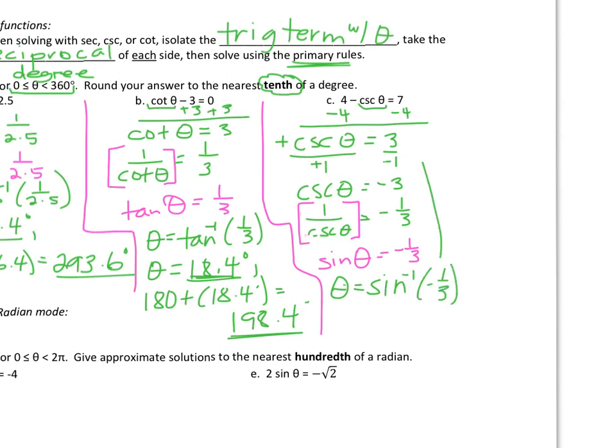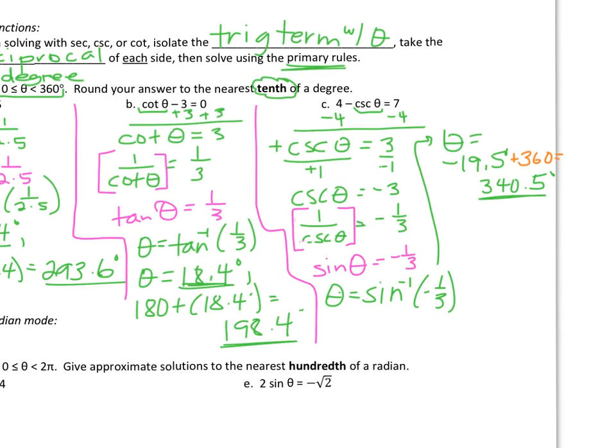I'm almost out of room, so I'm just going to bring that up here. When you type that into your calculator, we kind of get stuck again. We're going to get a negative answer for theta. Sine inverse of -1/3 is -19.5. So we have to add 360 to that. And if we add 360 to -19.5, we get 340.5. Now that's an angle that's down in quadrant 4. And in quadrant 4, guess what? Sine's negative. So that's a valid angle measure.